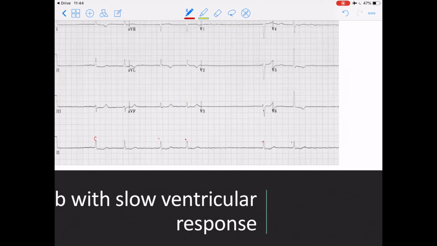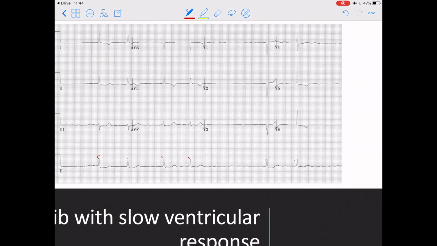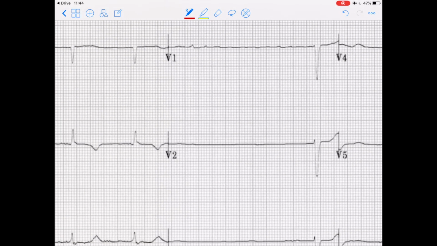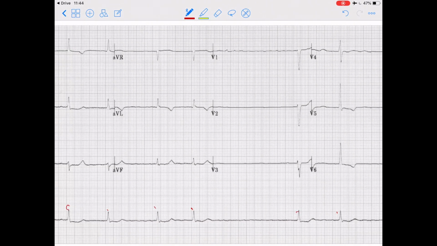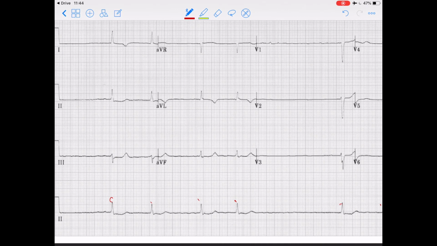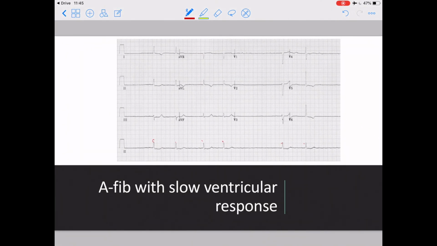If we actually go up to V1, you can see fibrillatory waves up here as well. Kind of all the way across. We don't see any P waves again. So yes, this would be another example of atrial fibrillation.